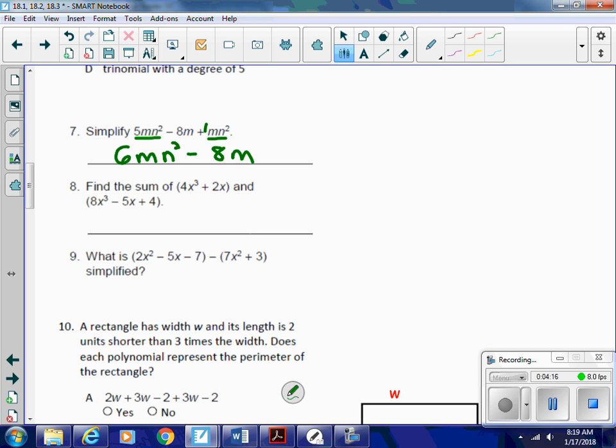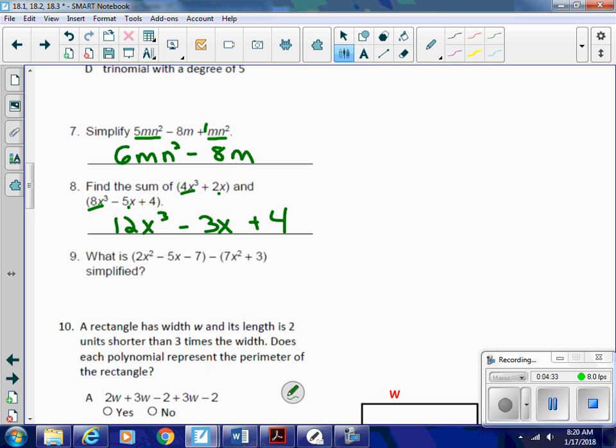Number 8, find the sum of those two expressions. So again, we're looking for like terms. We have a like term here. Those give us 12x cubed. For my x's, they combine to be minus 3x, and finally that plus 4 at the end.